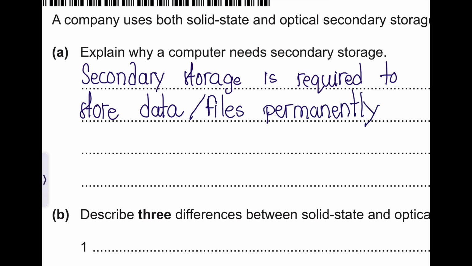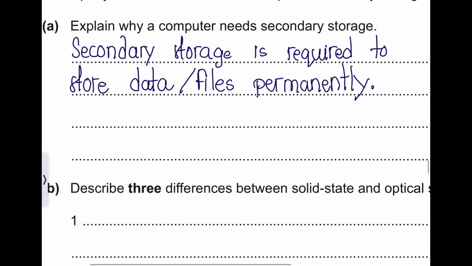Otherwise, basically, if you do not store them permanently, that means you will need to install them or get them every time you need to open the computer. Also, another purpose is to allow software to be installed, because all of your software resides on the secondary storage, as they are often a very large size. The secondary storage is required to store data and files permanently.